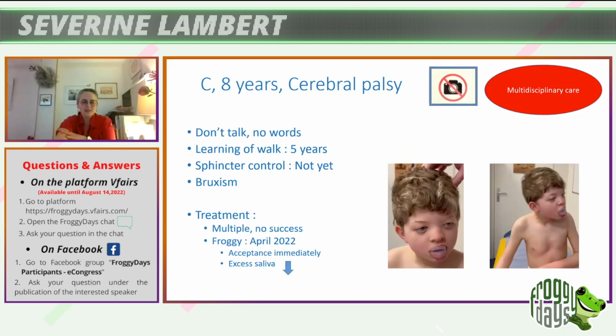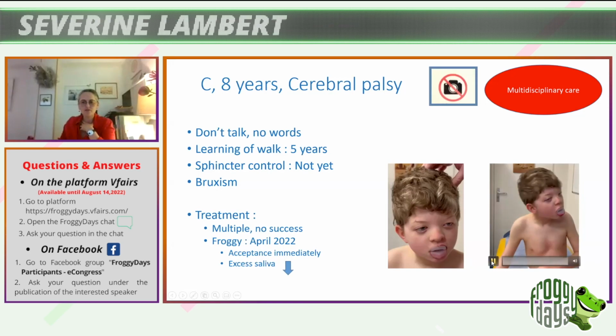So here we have a little child. He's called Clément. He's 8 years old, and he's a little child who doesn't talk at all. He doesn't speak. He started walking at the age of 5, and here we had to give him some protections on the dentistry because he had big dentistry issues.